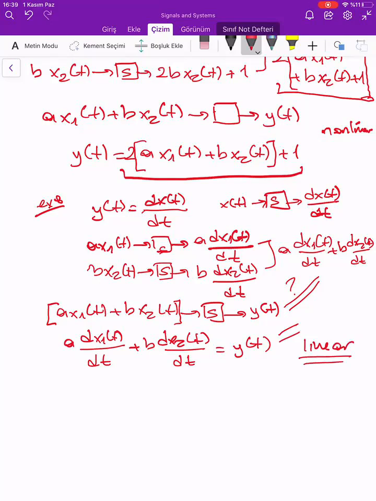This is all for this linearity part. I will continue with time invariant systems, causal systems, and especially stable systems, okay, in the next videos.